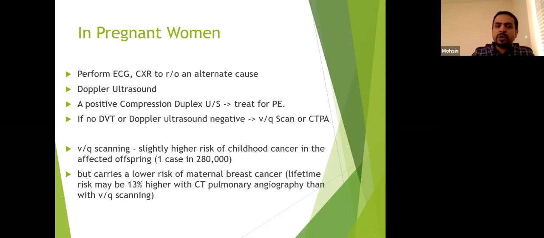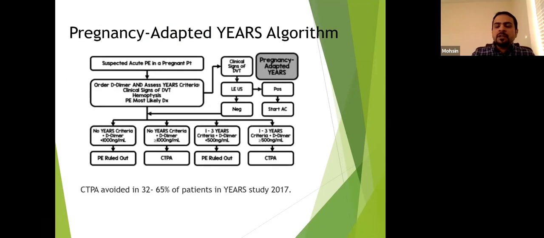But instead of doing a D-dimer for every pregnant patient, which will be positive most likely, you should think about this pathway. There's an algorithm talking about pathways that is used. It's called the pregnancy-adapted YEARS algorithm. If you look at the left upper part of the pathway, if you have a suspected PE in pregnancy, you can order a D-dimer, but at the same time use the three criteria of the YEARS criteria.